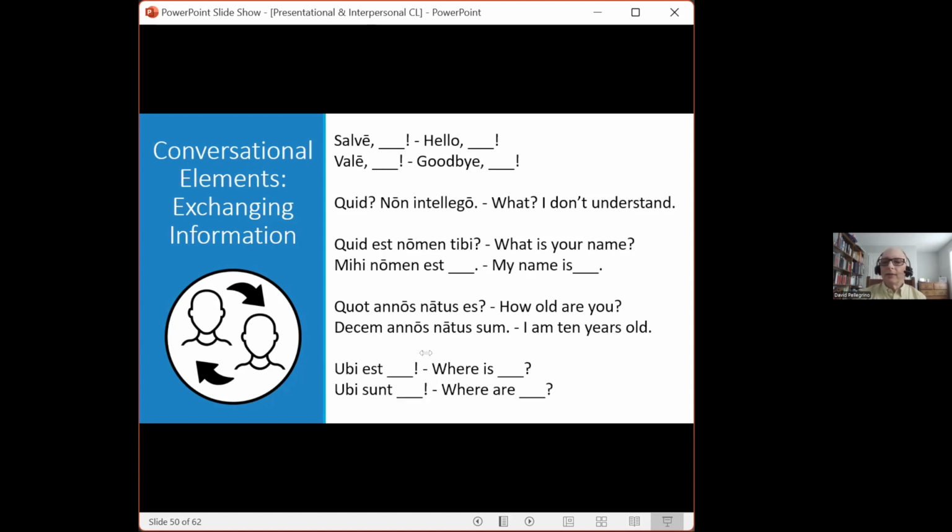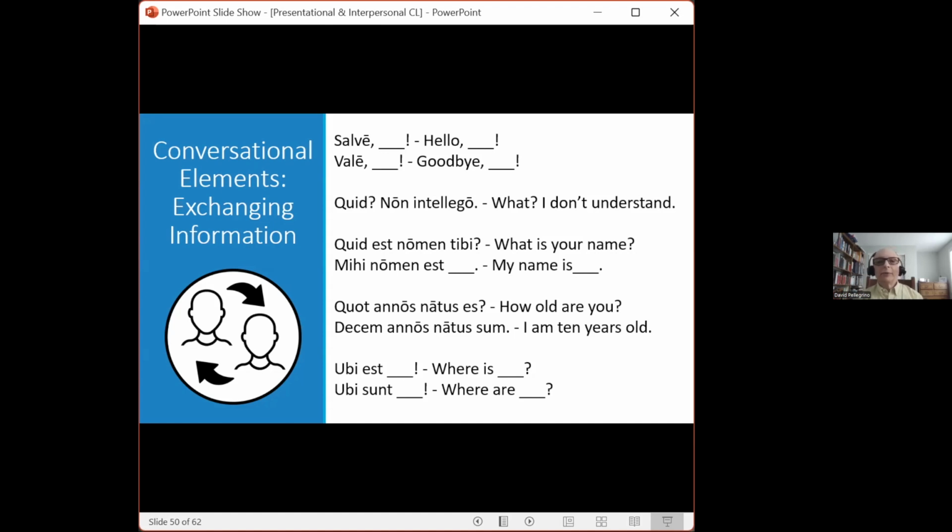Where is and where are are great, simple ways to ask for direction. I could go on and on here, but you get the idea. You could put these kinds of things into Gimkit, whatever ones you want students to practice, whatever you want them to be able to use.